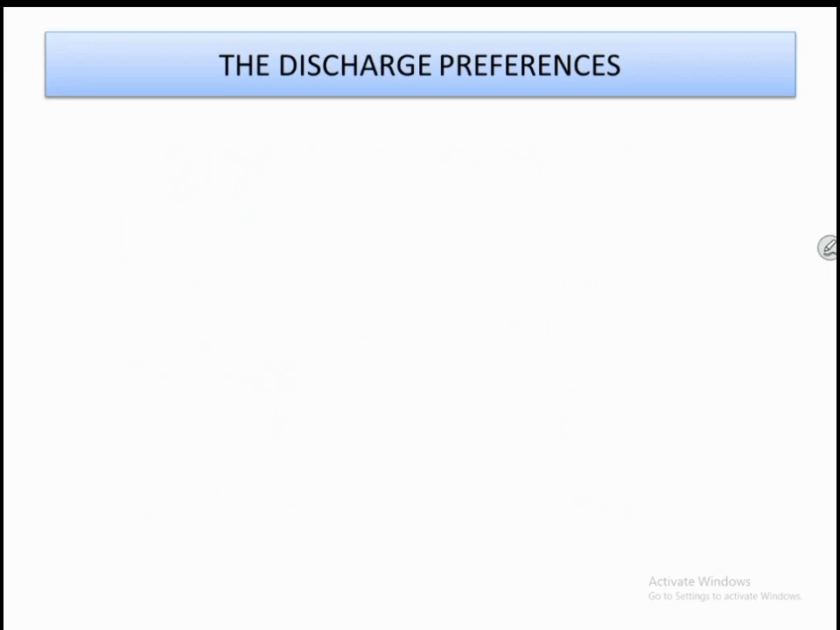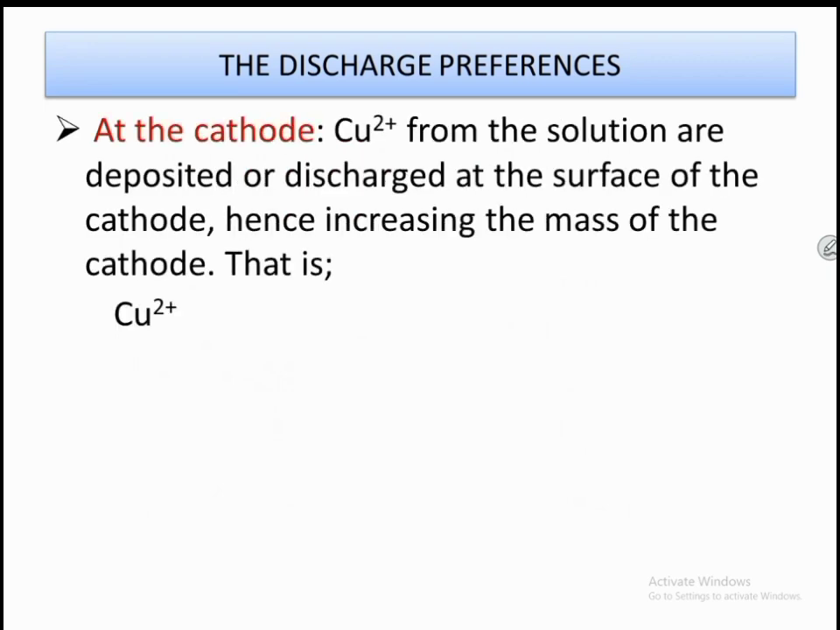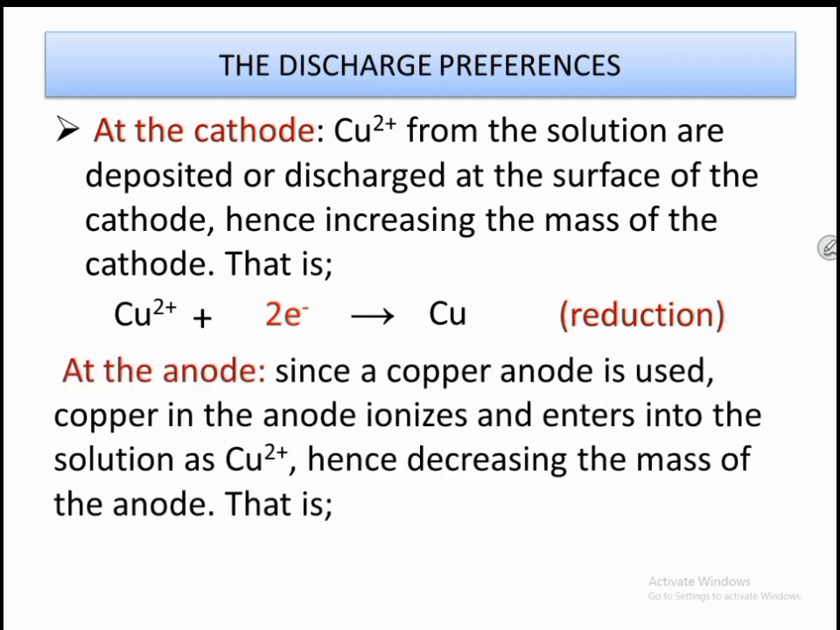Now the discharge preference. We said copper is always discharged over hydrogen. Remember at the cathode, copper 2+ ion migrates there to gain 2 electrons, but at the anode, the copper rod is going to oxidize into the solution as copper 2+ and leaves 2 electrons behind, 2 moles of electrons for every 1 mole of copper. That's what it means. Oxidation takes place at the anode, and reduction takes place at the cathode.